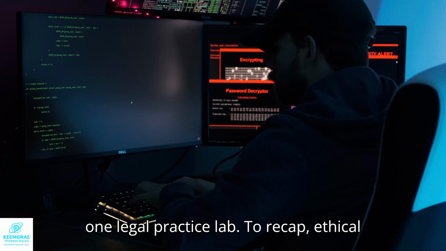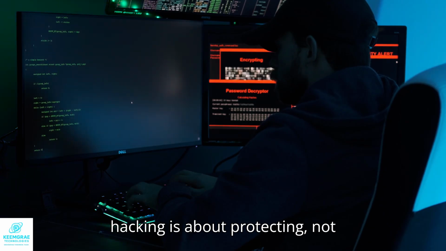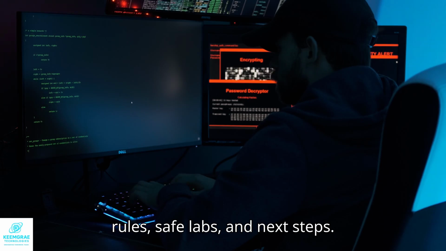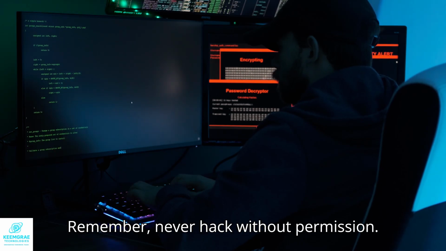To recap, ethical hacking is about protecting, not attacking. You learn key terms, the rules, safe labs, and next steps. Remember, never hack without permission.